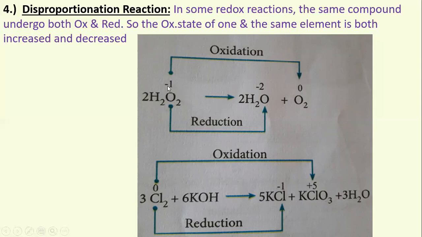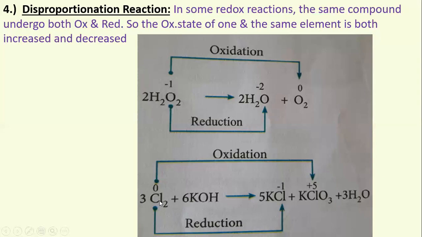Here in the reactant side it is -1, and in the product side the same oxygen has both -2, that is, a lower and a higher oxidation state. That is said to be the disproportionation reaction. And again, in the second example also, it is the same.